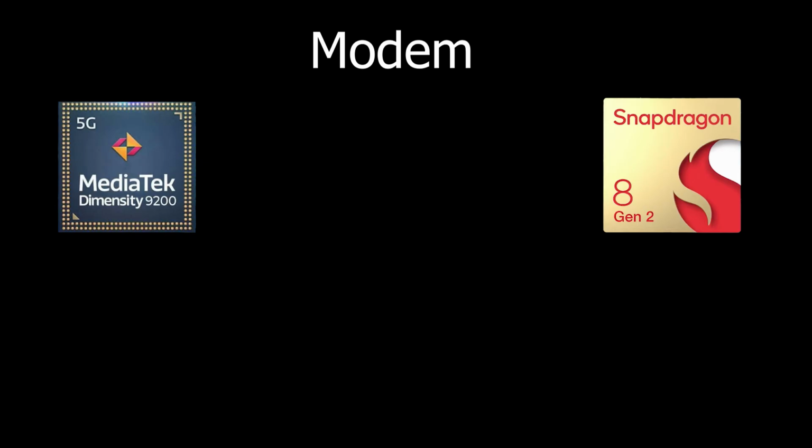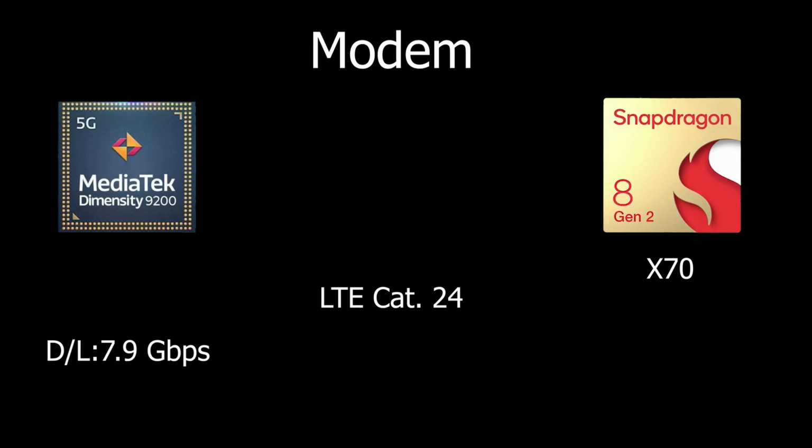The Dimensity hasn't announced which modem they are using, but I think it might be the same old one, or a new one, I don't know. But here the download speed is 7.9 Gbps, and the LTE is the same as usual, 24 on both sides. But in the Snapdragon, they are using the latest one, the X70, which is more powerful compared to the X65, and the download speed is 10 Gbps, which is very great. And we can see this is the new and powerful model.